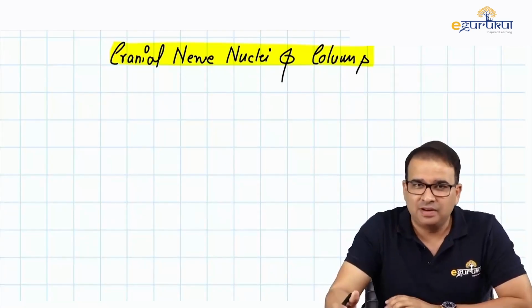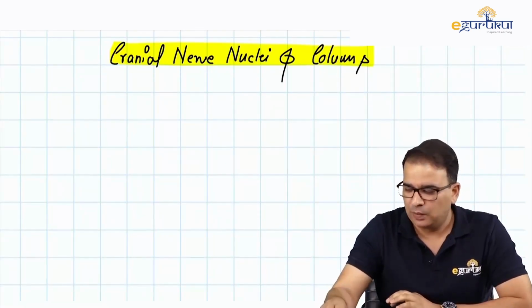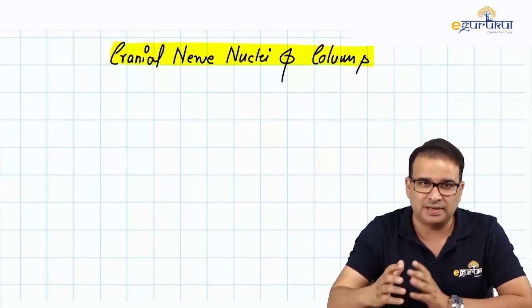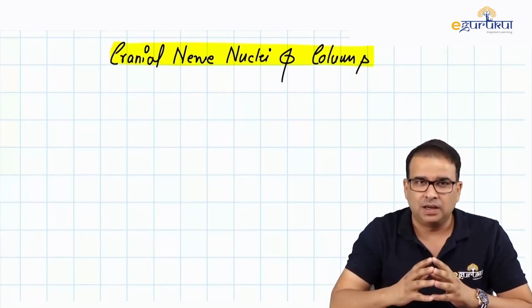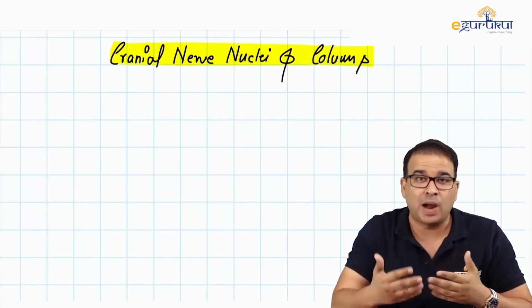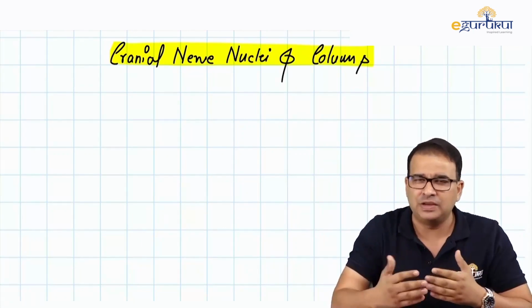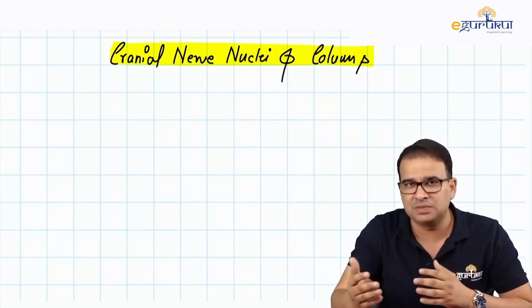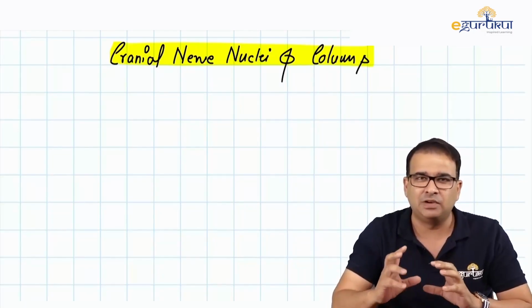So guys, let's start with the cranial nerve nuclei and columns. First, let me tell you the approach of how we're going to go about this topic. In the cranial nerve nuclei, first we need to understand the requirement for the columns. Like we have three efferent columns, but we have four afferent columns. So we got to look into a slightly developmental part of that.